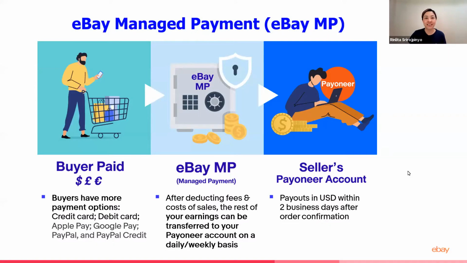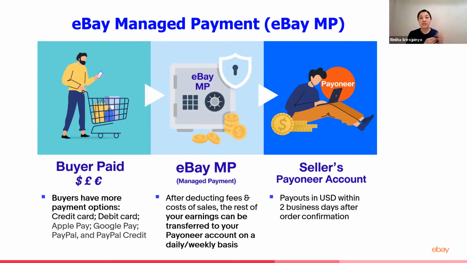First, let's get started. This is a quick recap about eBay MP. Basically, you can imagine eBay MP as a wallet or a safe box. The buyer can pay with more options on eBay, including debit card, Apple Pay, Google Pay, PayPal, or PayPal Credit. And then the money from the buyers, no matter what currency it is, will go into your eBay MP account. Within the eBay MP account, eBay will do the calculations for the fees or the cost of sales or associated costs. And then the rest of your earnings will go into your Payoneer account.